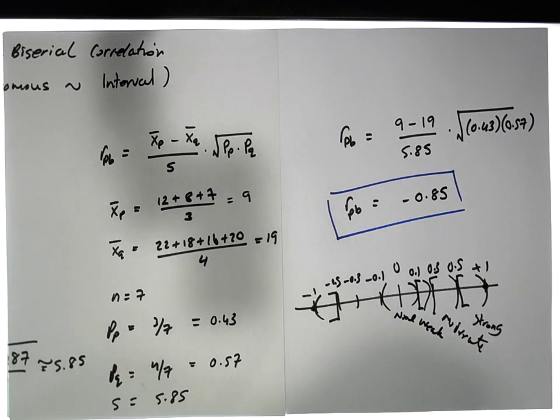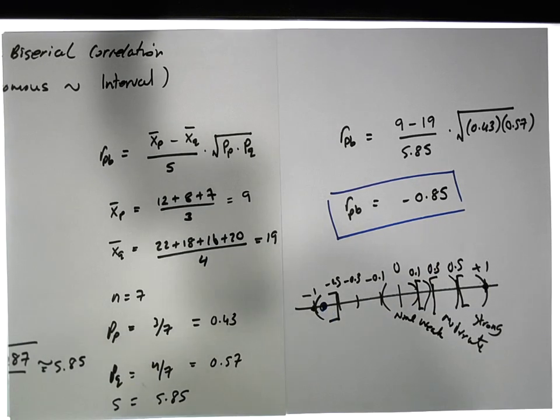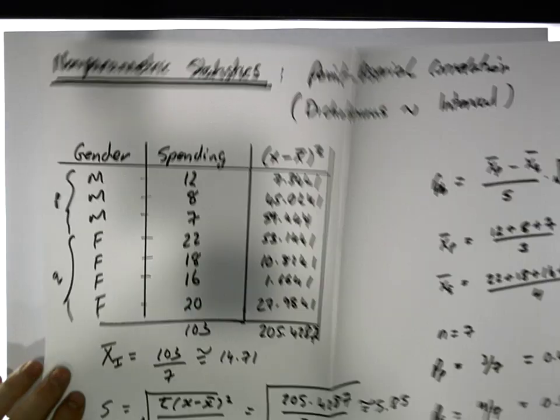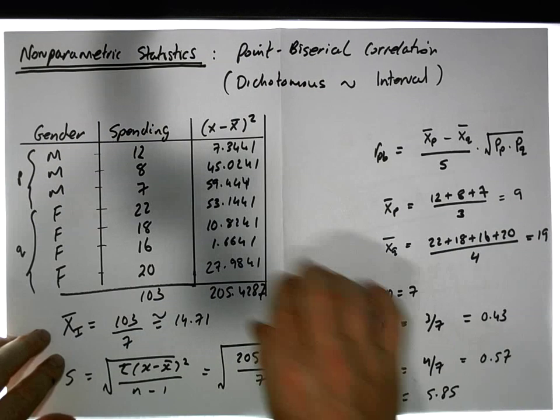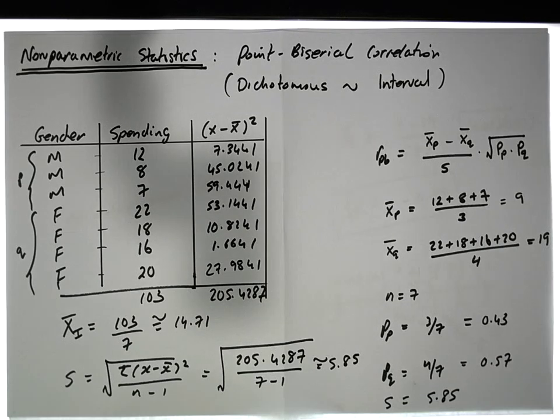So you can see in our situation we get minus 0.85, which is in here. So what we're saying is that there's a strong negative association between gender and spending behavior. There's a strong association between spending behavior across the genders effectively.